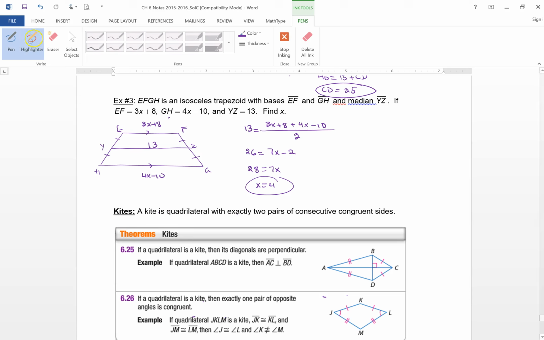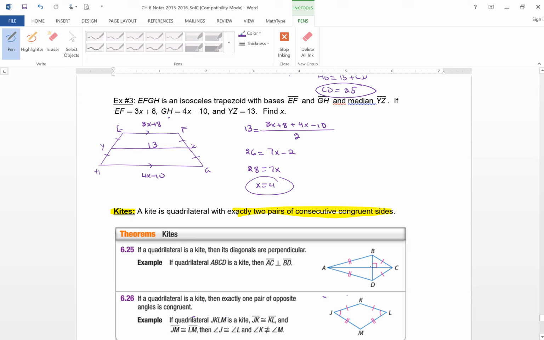The second quadrilateral we're going to talk about is a kite. Okay? Now a kite is a quadrilateral with exactly 2 pairs of consecutive congruent sides. And now we know what exactly means. 2 pairs of consecutive congruent sides. That means, if you look at this one, this pair of consecutive sides is congruent, and this pair of consecutive sides are congruent. All right? It has to be both pairs of consecutive sides congruent.